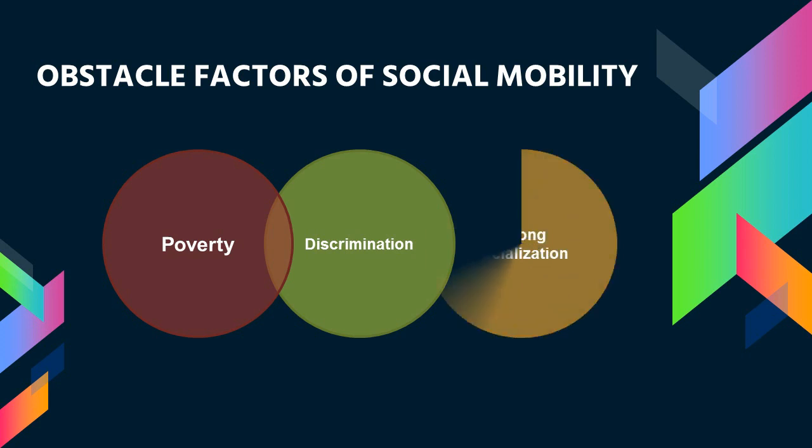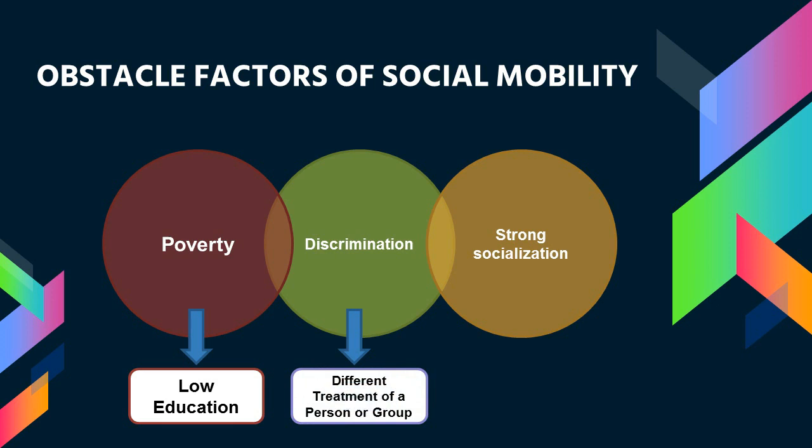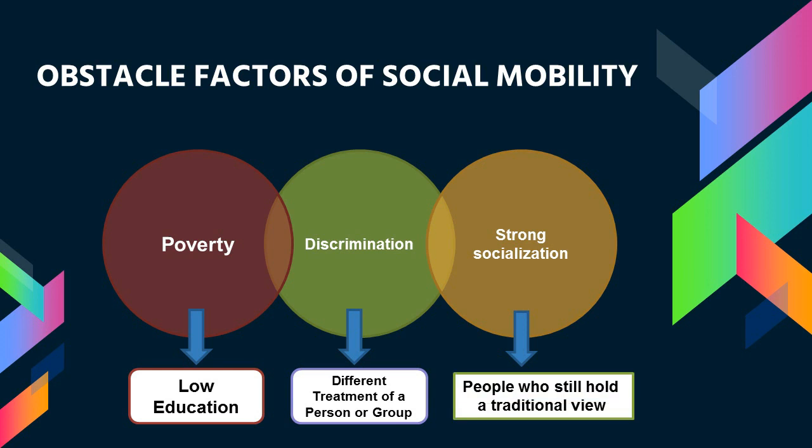Obstacle factors of social mobility. First, poverty. Economic factors can hinder social mobility. For low economic people, reaching higher social status is difficult. One cause of poverty is low education. Low educated people affect human resources. As a result, getting a job is difficult.